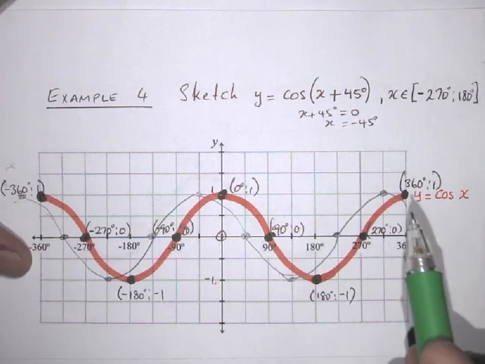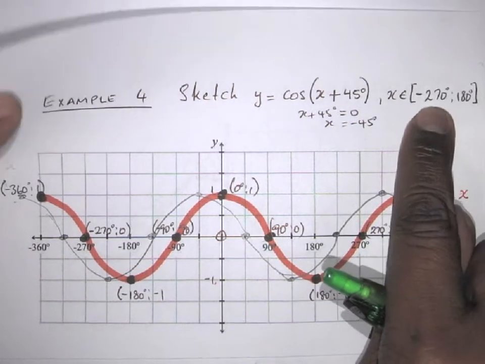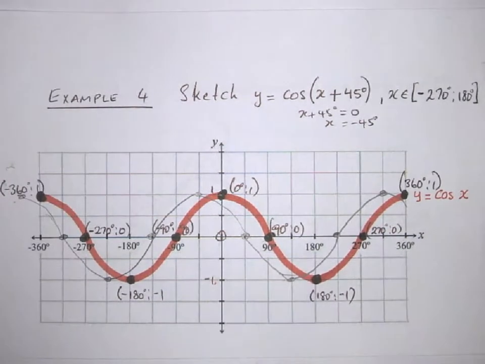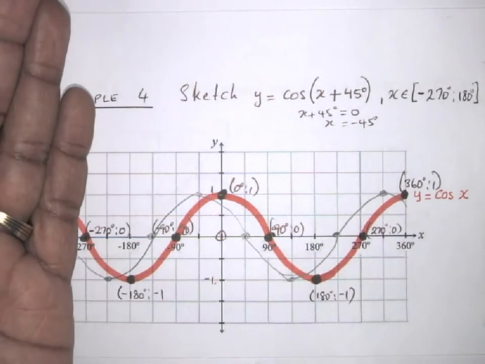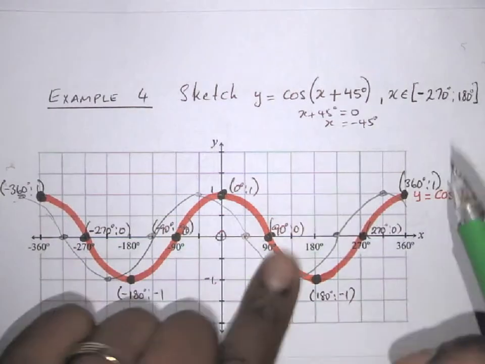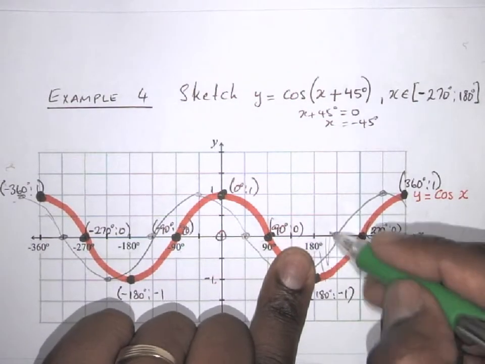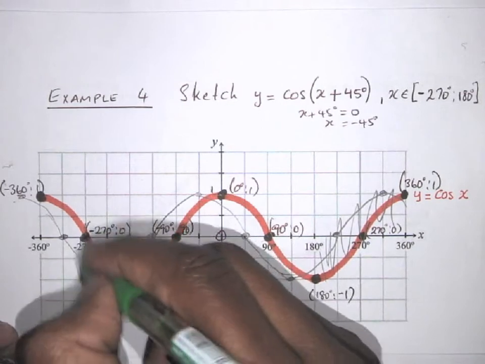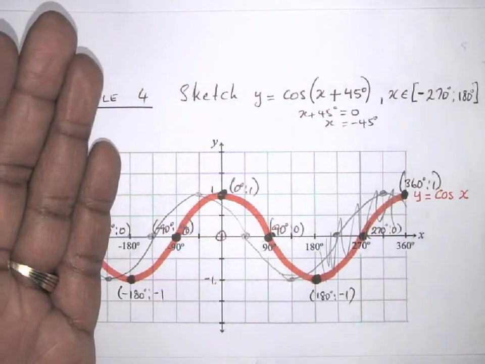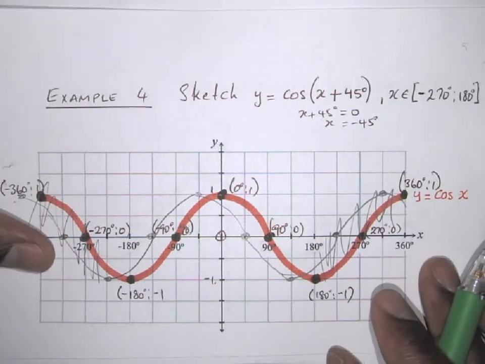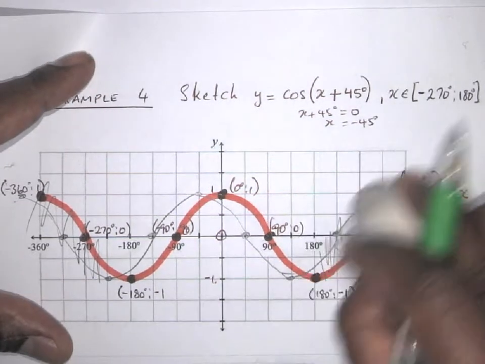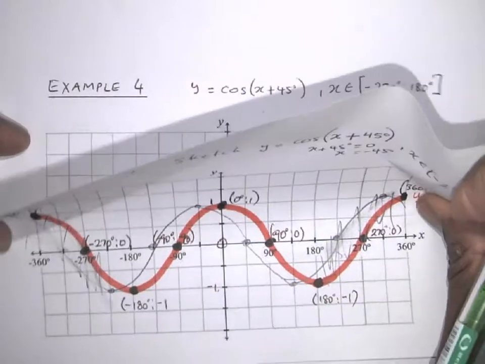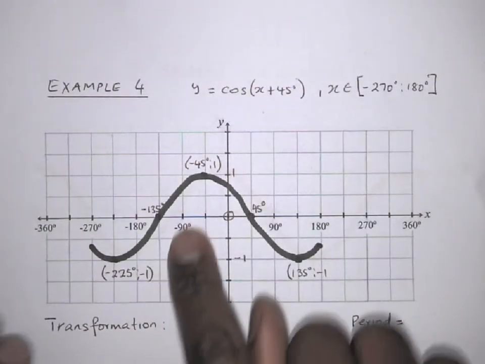However, they want us to only draw from minus 270 to 180. So from minus 270 to 180, only here. So they don't need the part which is on the side here. And also here, they don't need this part which is over here on the side. It's only this one here. So eventually, what you don't need, you can just erase with a ruler, and then your graph will look something like this one here.